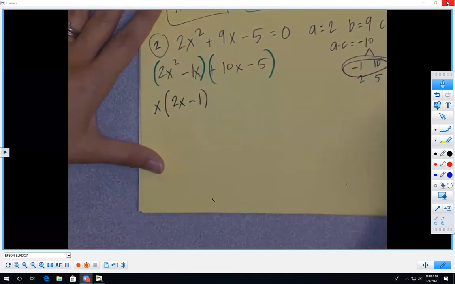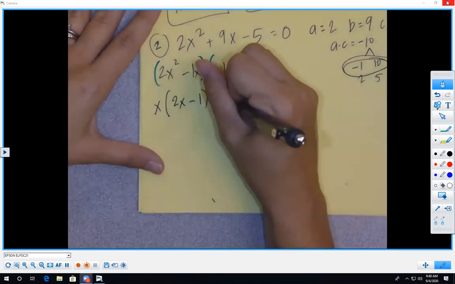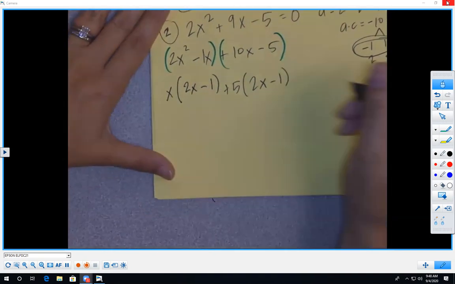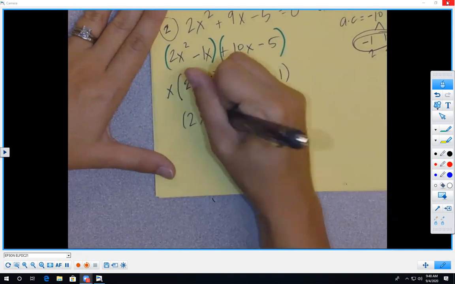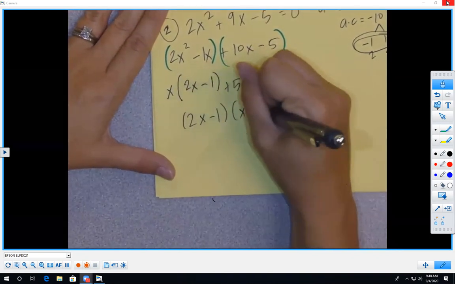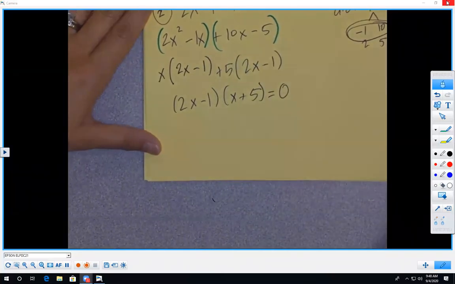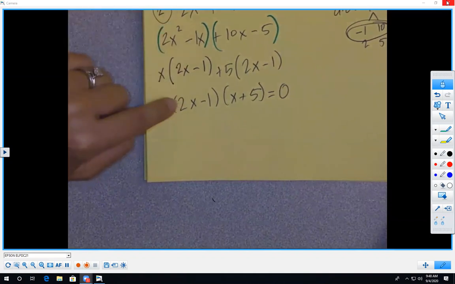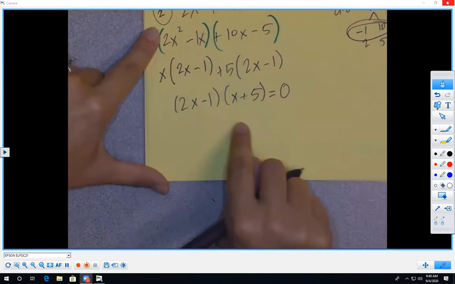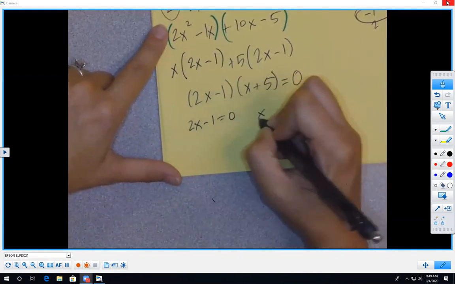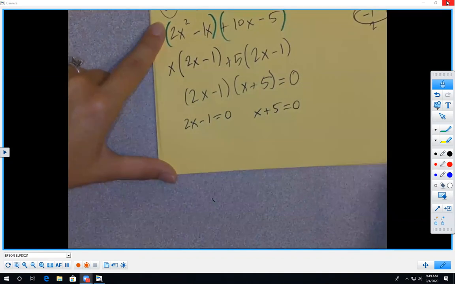10x minus 5, what's the GCF there? 5, positive 5. When I take out a 5, left over is 2x minus 1. So it factors into 2x minus 1 times x plus 5. And now I can solve it. How do I solve? Set each of those factors equal to 0. 2x minus 1 equals 0, and x plus 5 equals 0.